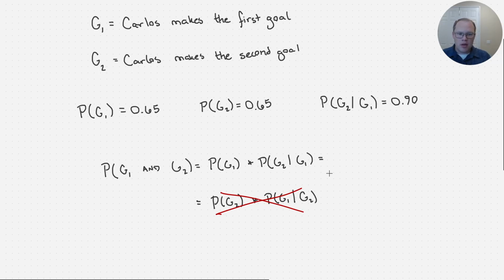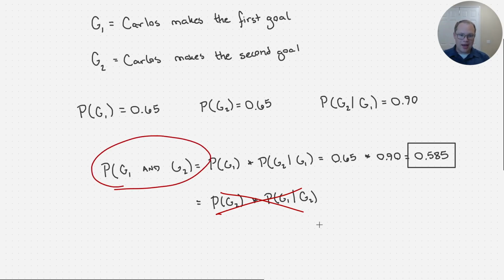So plugging in, probability of G1 is 0.65. Probability of G2 given G1 is 0.90. And if I throw that into a calculator, I get 0.585. That's the probability that Carlos makes both the first goal and the second goal in his next game. There's a 58.5% chance that he'll make both goals in his next game.